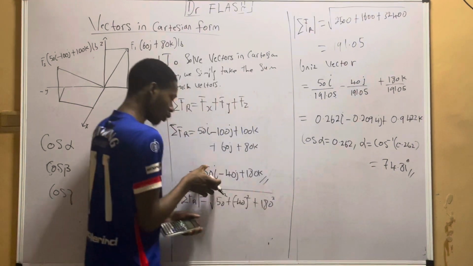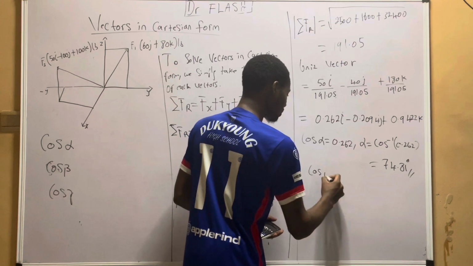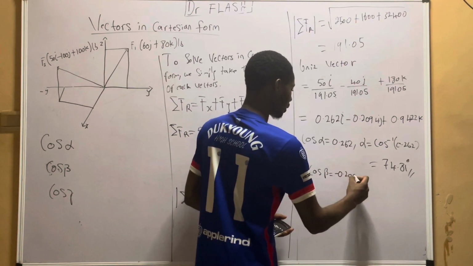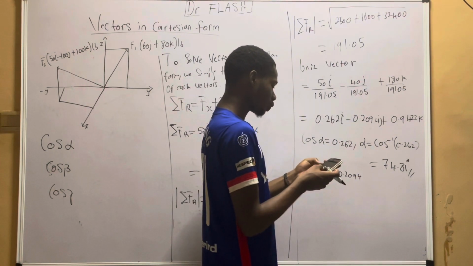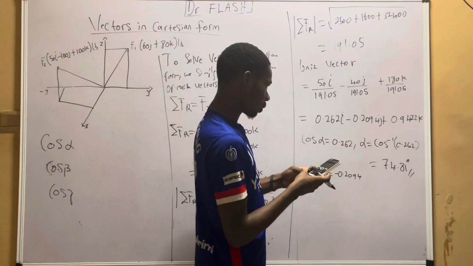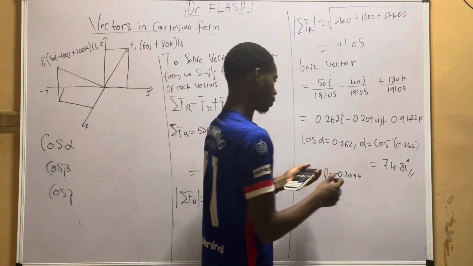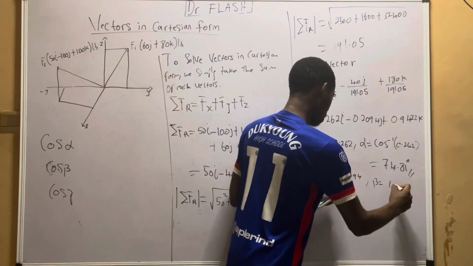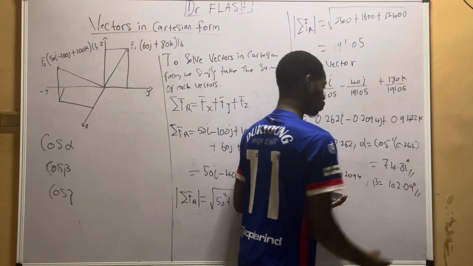So this vector has this angle to the x-axis, and then that of the y-axis is going to equal minus 0.209. Do not forget to include the negative sign, very important. So the cosine inverse of minus 0.2094 gives us an angle of beta equals 102.09 degrees to 2 dp.